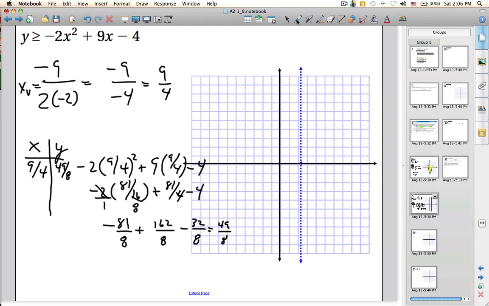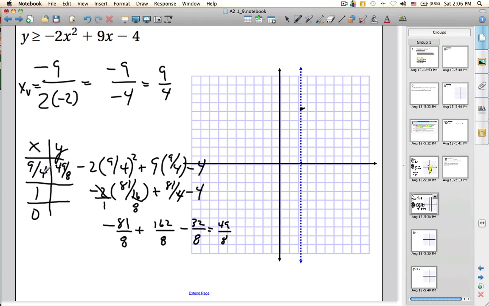Okay, then 49/8. Wow, when I think about that, I know that 6/8 is 48/8. So it's just a 1/8 more than 6. So if I come up here 1, 2, 3, 4, 5, 6 1/8, there's my vertex. Okay, now I want to pick 2 points to the right or 2 points to the left of that vertex. I'm going to go ahead and pick 1 and 0, 2 points to the left.